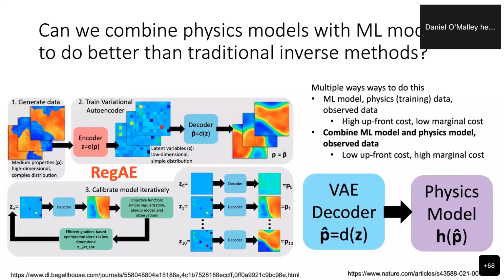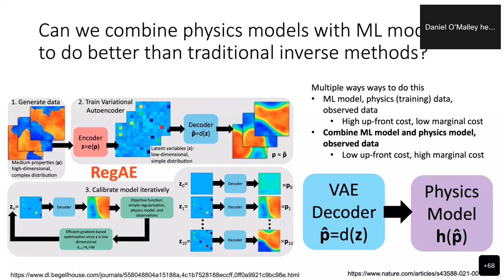The next thing is to look at whether we can combine physics models with machine learning models to do better than traditional inverse methods. So if we're doing inverse modeling, can we use these machine learning ideas to do things better than we have traditionally done? There are multiple ways to attack this problem.